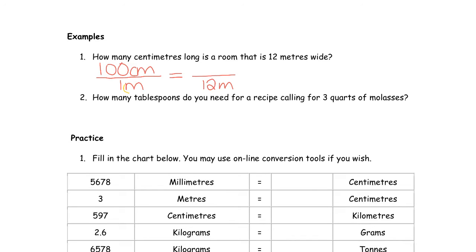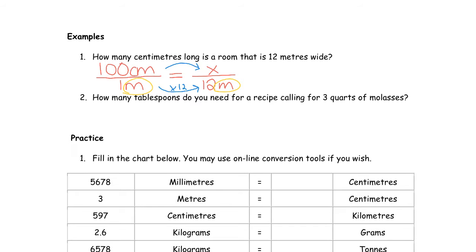So if I have meters on the bottom, I keep meters on the bottom, and I can put an unknown up for the centimeters. I don't know how many centimeters for 12 meters. So when I have equivalent ratios, there's a couple different ways we can solve. We can cross multiply, or I can think about what is my multiplier to get from 1 to 12. In this case, to get from 1 to 12, I had to multiply by 12. So I would have to do the same to the top. So I'd have to multiply that 100 by 12 to get the top of that equivalent fraction.